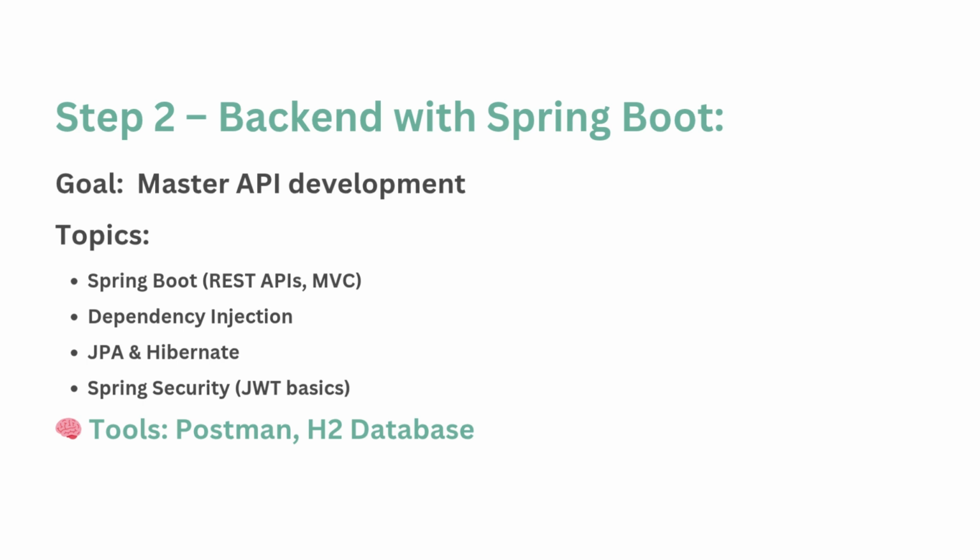Understand dependency injection, how different parts of your app can work together without being tightly connected. Use JPA and Hibernate to work with databases in a cleaner way. You'll write Java code instead of complex SQL. And for security, use Spring Security with JWT to protect your APIs and authenticate users. Use Postman to test your APIs. Just like checking if a machine responds before connecting wires.